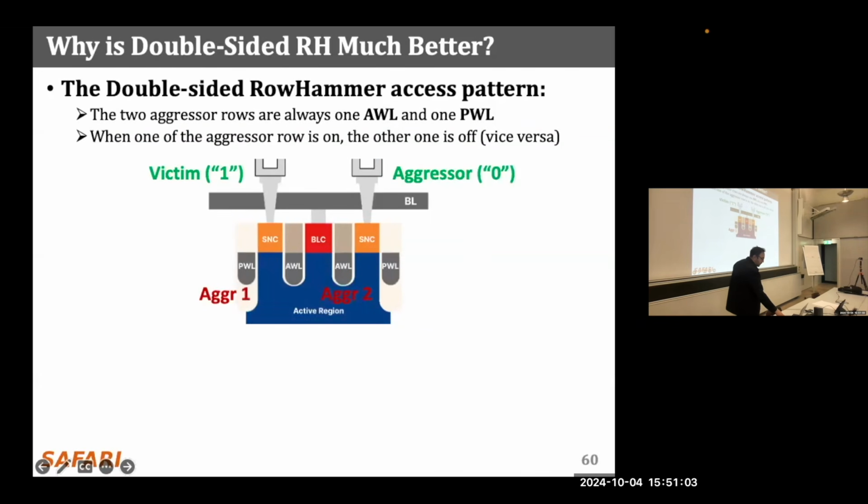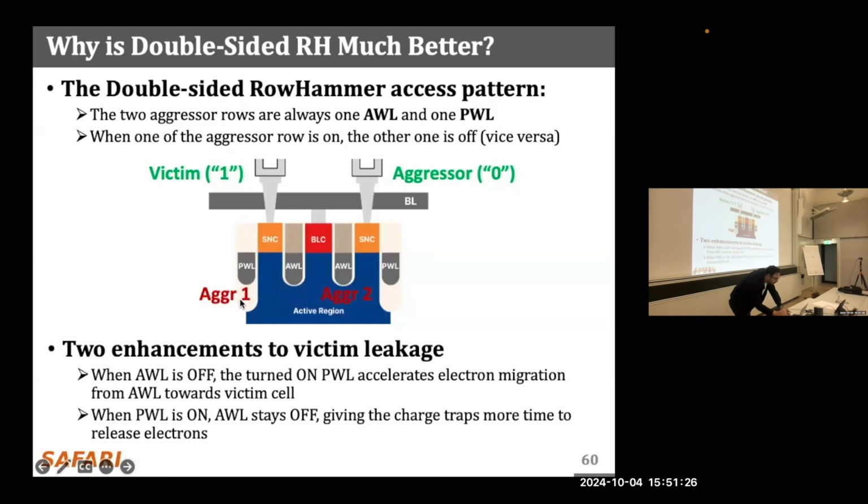So when you have a double-sided RowHammer access pattern, you basically hammer one active word line and one passive word line all the time, because those are the two neighbors of, let's say, this DRAM cell that is your victim. You hammer this word line and this word line. One of them is active, one of them is passive, right?